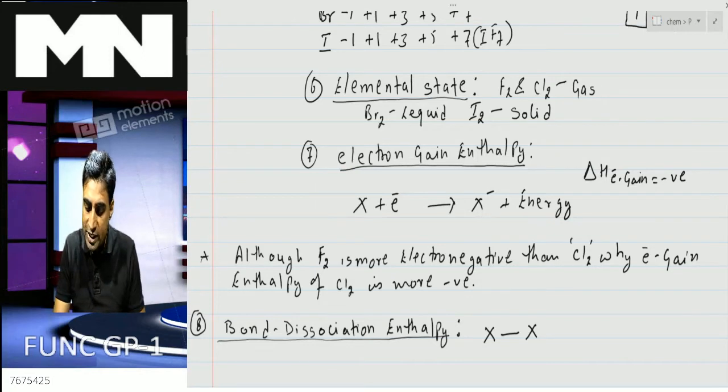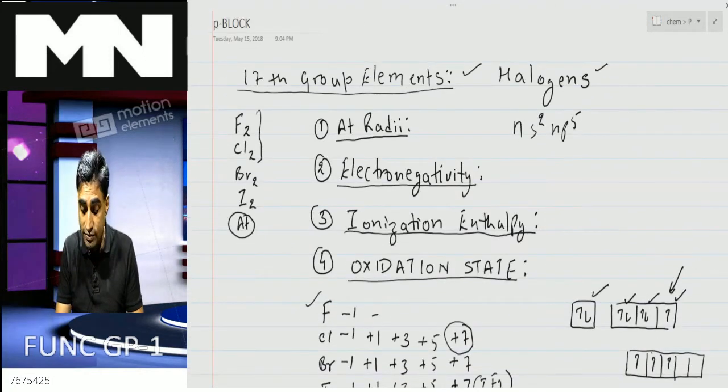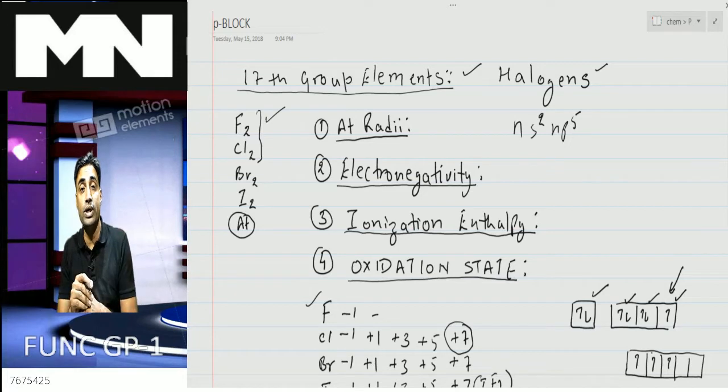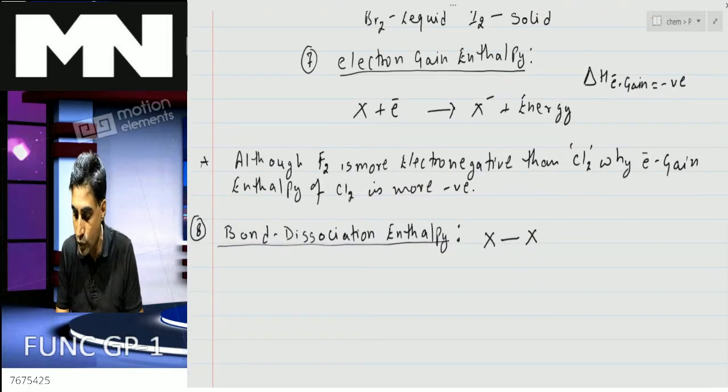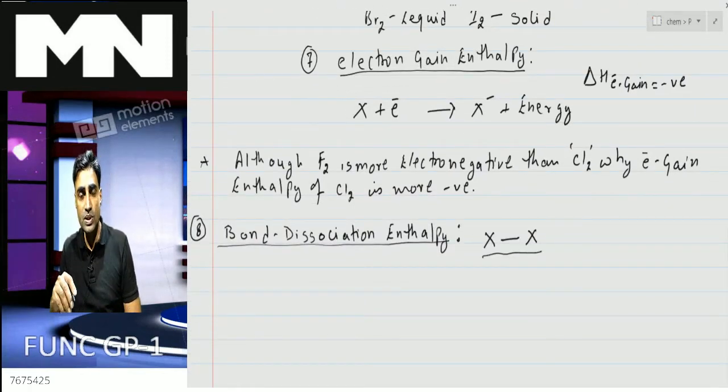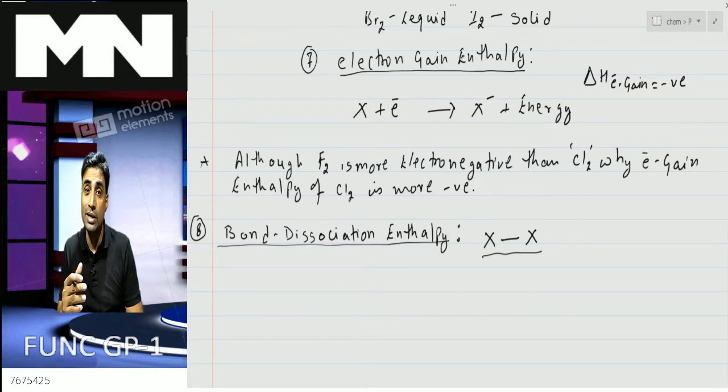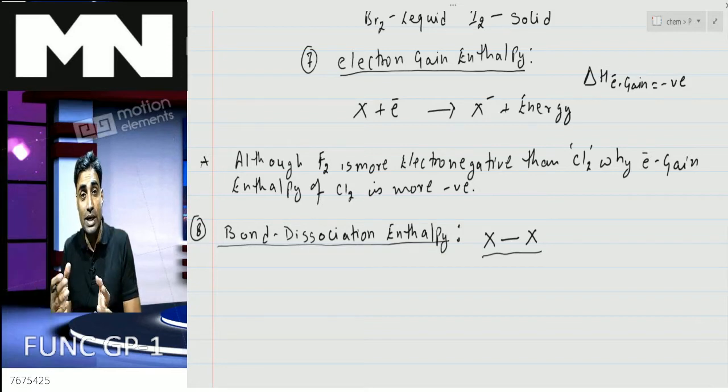Among these halogens, we expect fluorine to have the highest bond dissociation enthalpy because fluorine is smallest in radii. So since fluorine is smallest in radii, we have a perception that the bond between fluorine and fluorine will be smallest, and so we need more energy to break this bond, whereas it is not like that. Although fluorine has the smallest atomic radii, its bond dissociation enthalpy is lesser. Again, this is an anomalous behavior which we are seeing, and that's why it becomes important. In the P block, anything which is away from the regular trend becomes important.